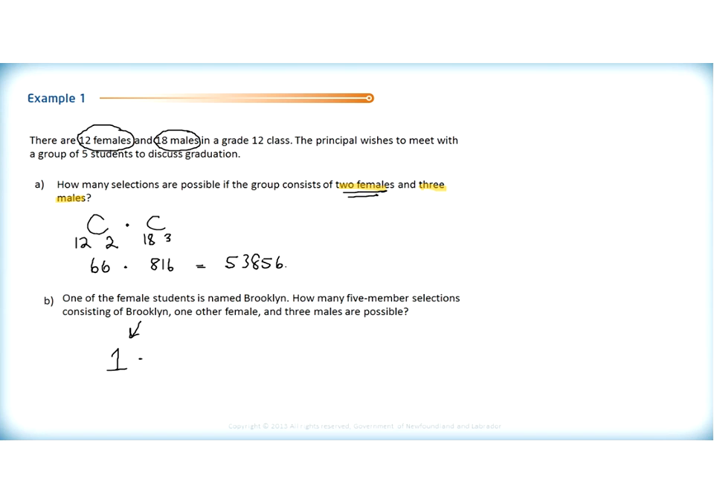How many ways can he select another female? Well, how many females are left? Once he's chosen Brooklyn, now there are only 11 females left and he has to choose one of those 11. He still wants to choose 3 males out of the 18 males that are there. So the answer this time is 1 times the C of 11, choose 1, times the C of 18, choose 3. C of 11, choose 1 is 11, times 18, choose 3, we just did that, 816. So 816 times 11, which is going to give me 8,976 ways to make the selections.